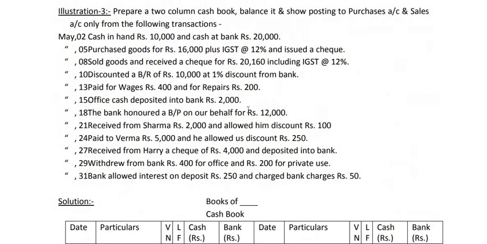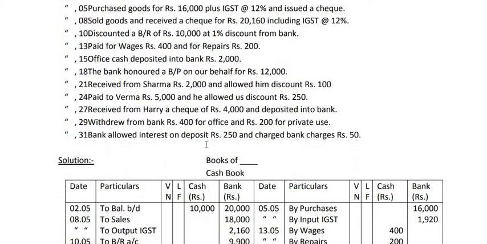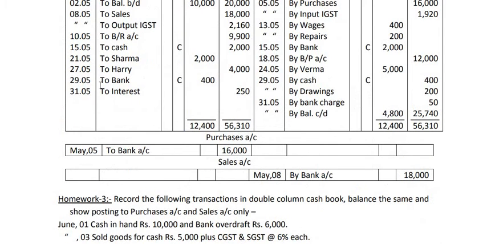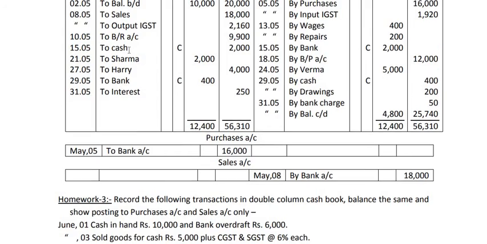Okay. Then withdrew from bank 400 for office and 200 for private use. Here there are two transactions. First 400 drawn from bank for office use. So for this there will be a contra entry. See, to bank account in cash column 400 and by cash account in bank column 400, and C must be written in both sides in the ledger folio column. This is cash is coming from bank and this is cash is going from bank. 400 400. So contra entry.